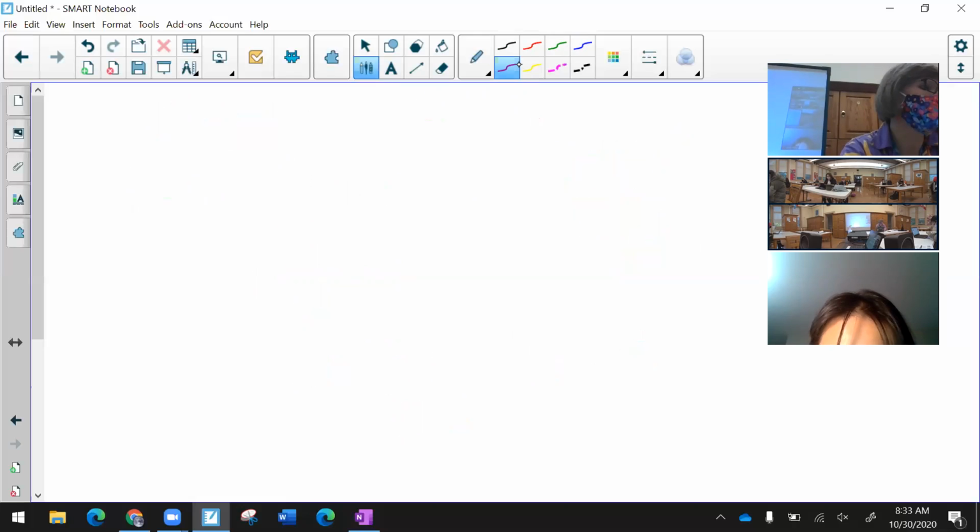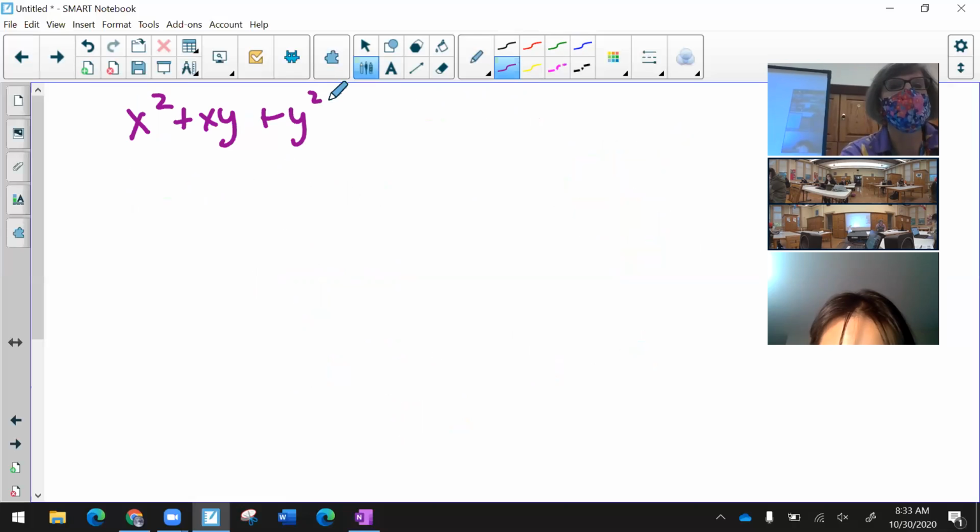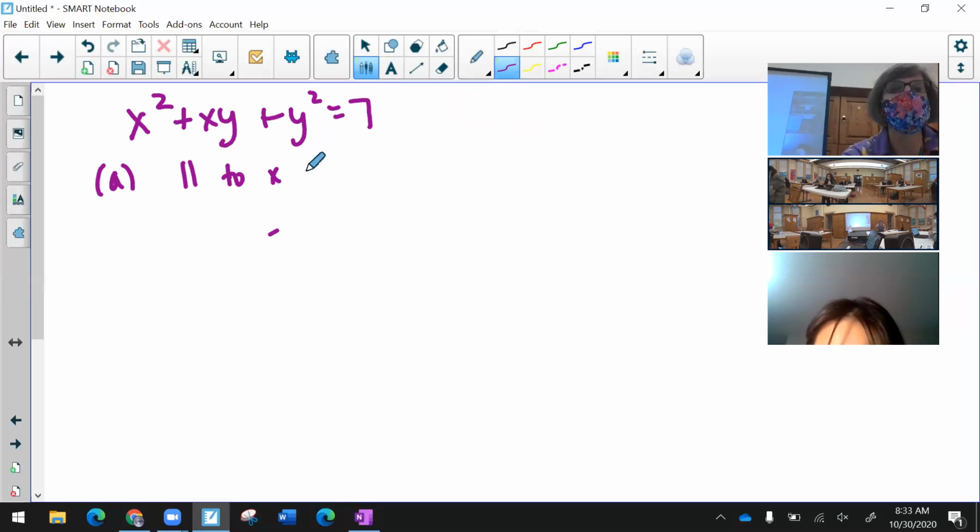So this is the one that says find all the points on the curve x squared plus xy plus y squared equals 7 that are parallel to the x-axis, and the ones where the tangent curve is parallel to the y-axis, right? Okay, so let's start with part A, which is looking for the points that have tangent lines that are parallel to the x-axis.